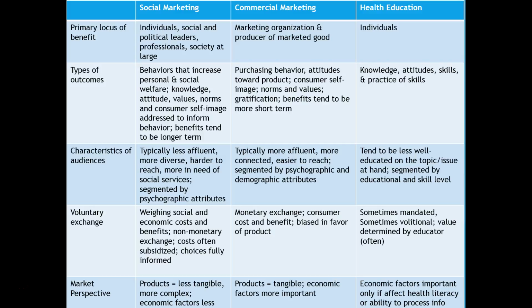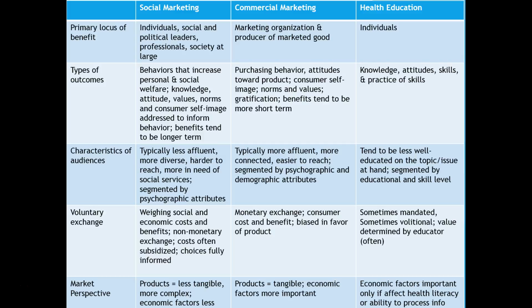This is looking at maybe how to get a community up and moving that is otherwise struggling with higher rates of obesity and diabetes, for example. So types of outcomes, I'm working backwards again here from health education, we focus so much on change in knowledge, attitude, skills, and then practice of those skills. Social marketing really seeks to change behaviors that increase personal and social welfare.